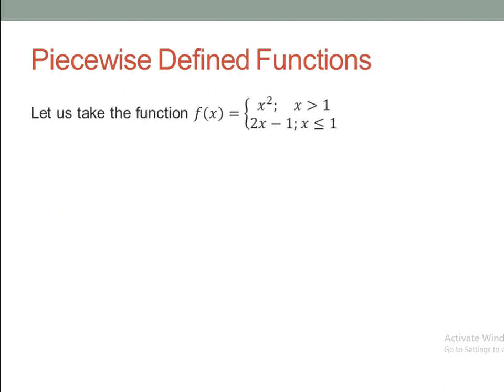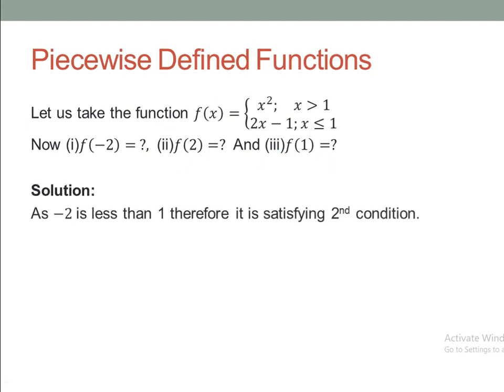Let's see an example. Let's take a function like this. The first one, f of x. f of x equals x squared; x greater than 1, 2x minus 1; x is less than 1. Now you are supposed to find the values of f of minus 2, f of 2 and f of 1. The solution is, as minus 2 is less than 1, it is in the second condition. Therefore it is satisfying the second condition.